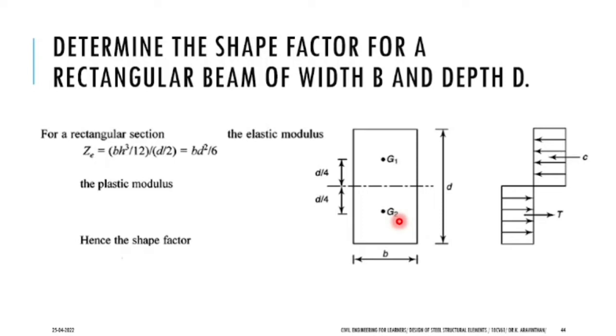But in case of a rectangular section, what is the formula for finding moment of inertia? b d cube by 12. If you want to find Iyy, d b cube by 12. Yes or no? So you have different formulas, so you will get different answers. Whichever answer is greater at that axis, you will have more resistance there. So you can find it by that.